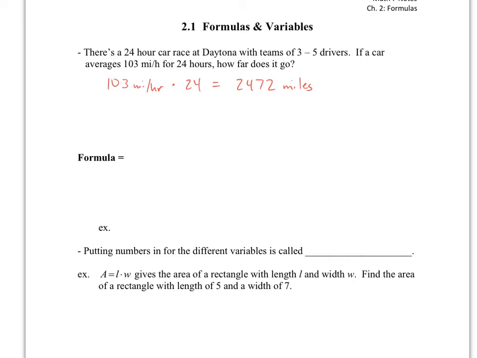Well, what you did is you actually used a formula. You probably didn't even know it. You used the formula distance equals speed times time. So distance equals speed times time. Our distance we figured out was our 2,472 miles. Our speed was 103 miles per hour. And our time was 24 hours. So speed times time is always going to give our distance.